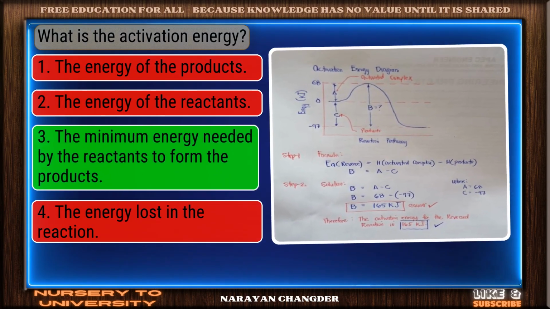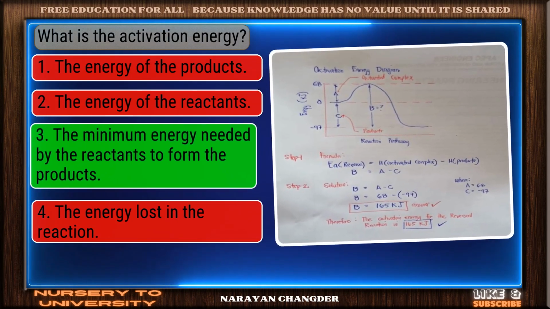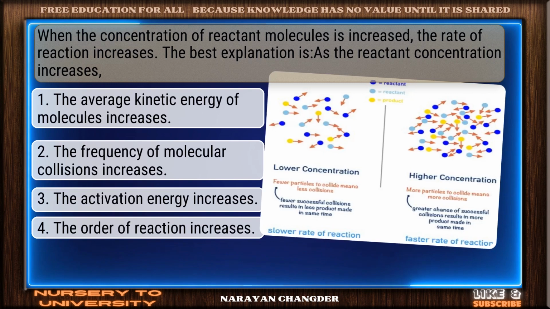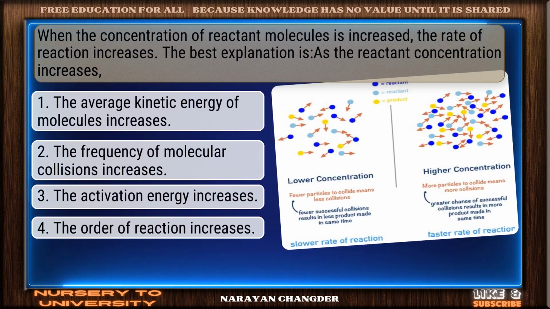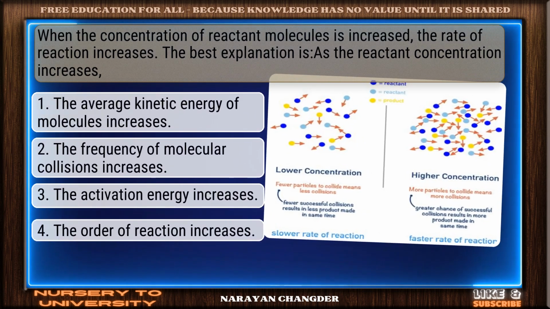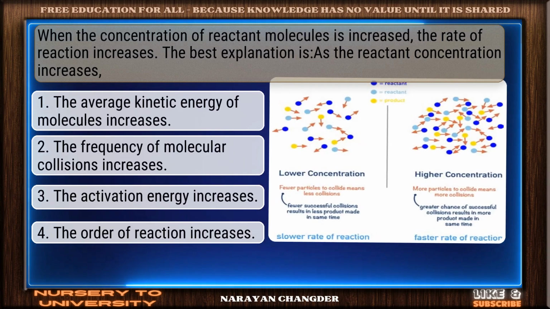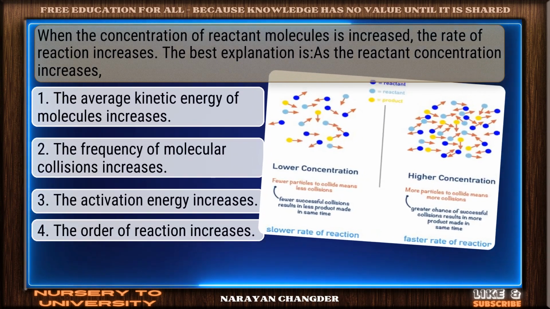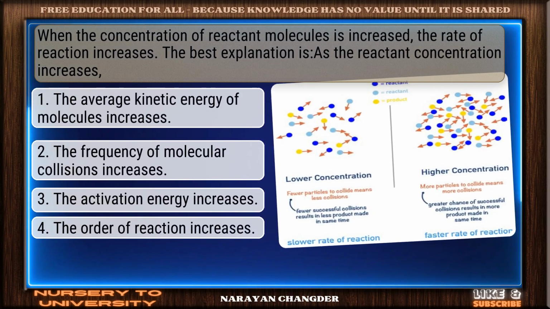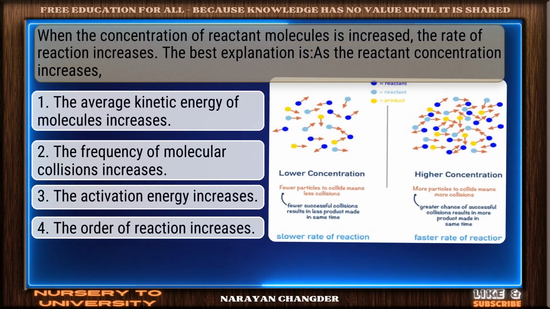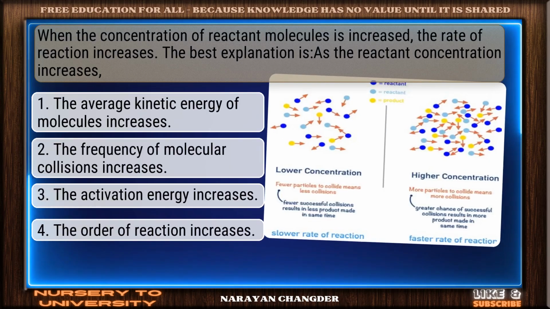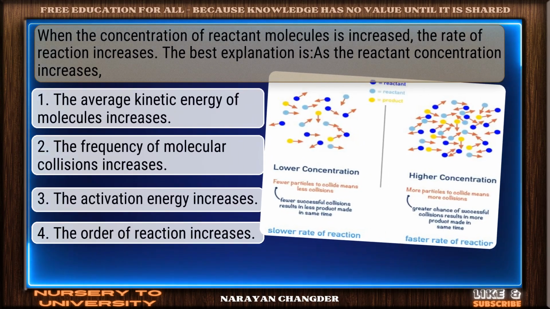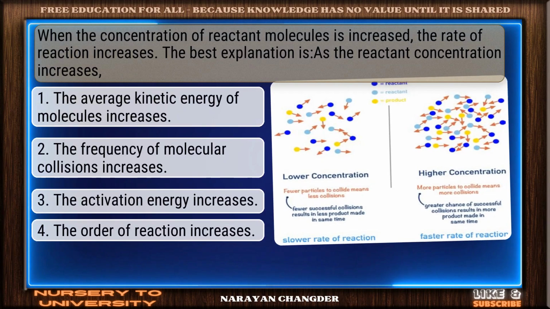That's it, the minimum energy needed by the reactants to form the products. When the concentration of reactant molecules is increased, the rate of reaction increases. The best explanation is, as the reactant concentration increases: Option 1, the average kinetic energy of molecules increases. Option 2, the frequency of molecular collisions increases. Option 3, the activation energy increases. Option 4, the order of reaction increases.